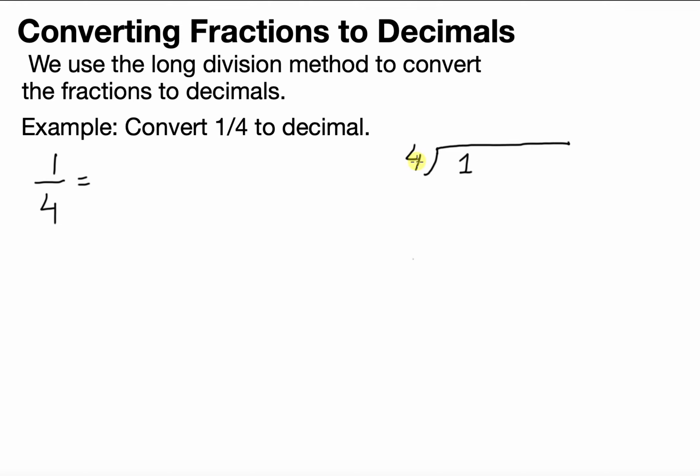How many 4s go into 1? None. We'll put 0 there. So put a decimal point there, then put 0 there. We are going into the 10ths now. So this is like 1.0.